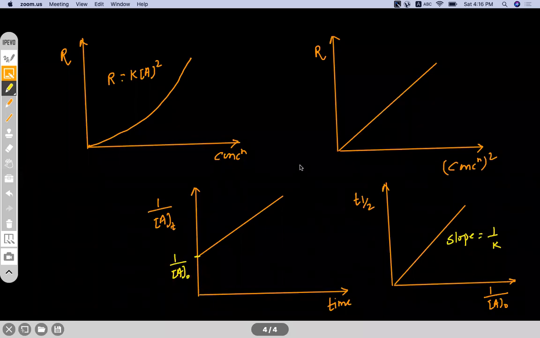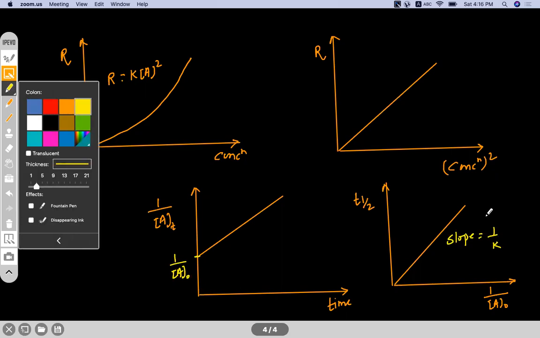The last graph, T half. T half is the same, no? The relation of T half and concentration, you see, we have done this relation in the last slide, you check. T half is equal to 1 by K into A naught, correct? So T half and 1 by A naught is what? Y is equal to mx. The slope is 1 by K. The graph is this. Simple, no?